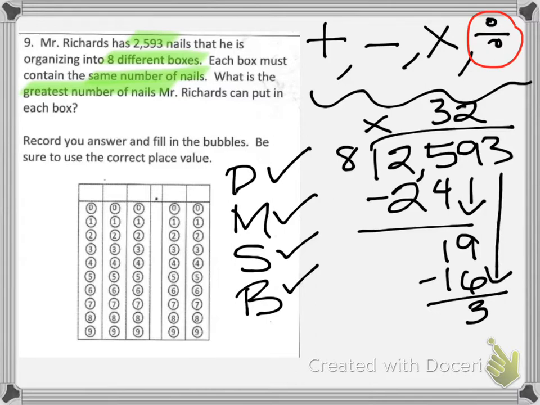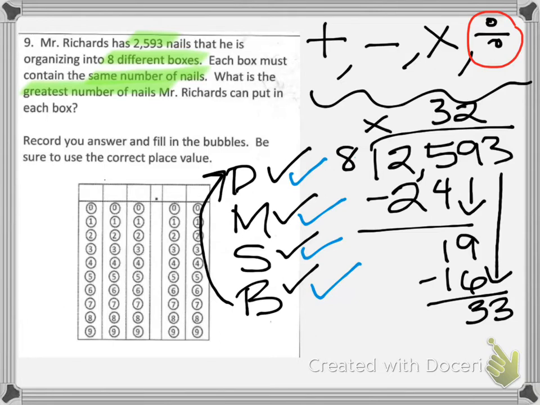So if we go back and recap, let's change our color here. And we see that 19 divided by 8 gave us 2. And then we multiplied 2 times 8. That gave us 16. And then we subtracted 16 from 19, and that gave us 3. And then we're going to bring down the 3. Okay? So now we have to start the division process all over again.